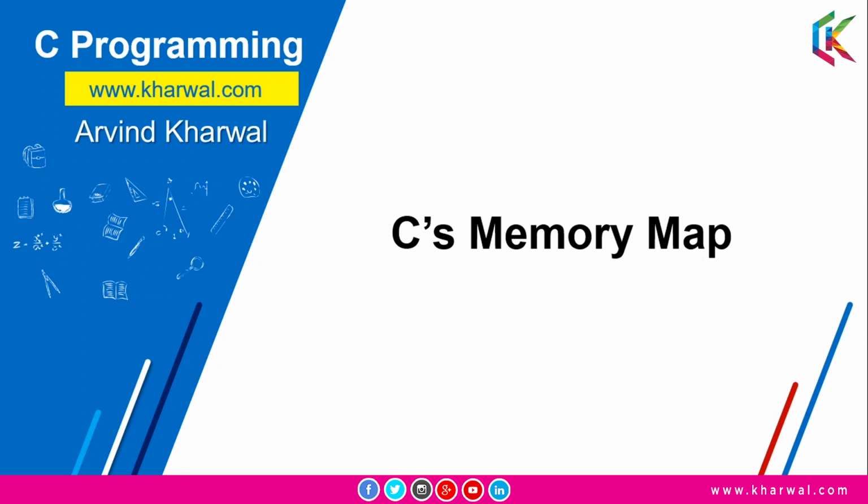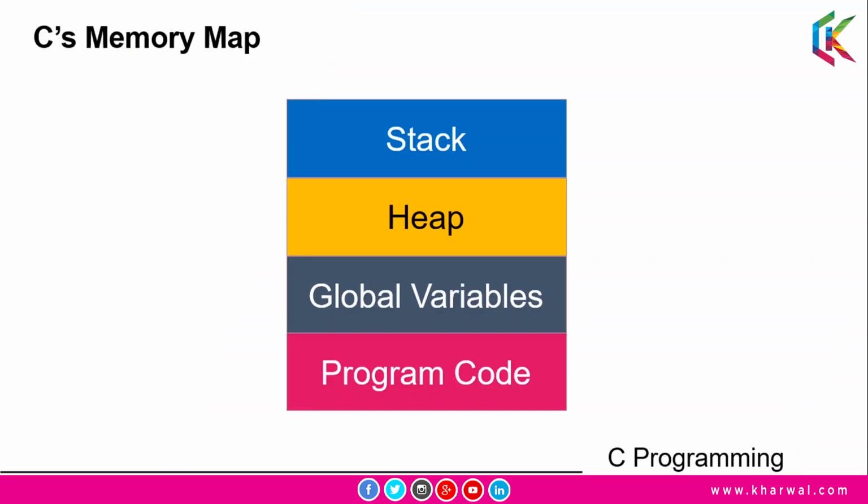And in this session, we are going to discuss the memory map of C programming. So let's get started. A compiled C program creates and uses four logically distinct blocks of memory. The first block is for program code, the second block is for global variables, the third block is for the heap, and the last block is for the stack. Now guys, let's go ahead and discuss them one by one.